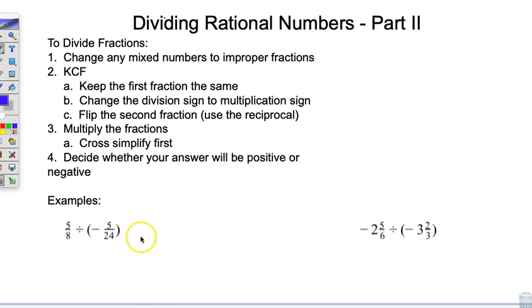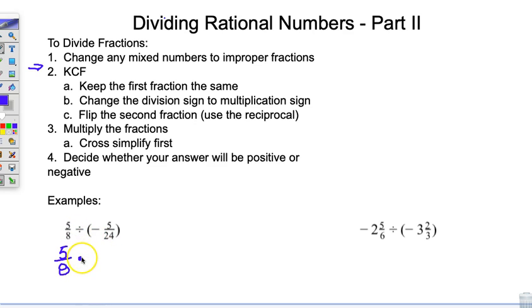Okay, in the first example, we do not have any mixed numbers, so we can actually divide our fractions and start right here with step number 2. So what we're going to do is we're going to turn all of these division problems into multiplication problems just because it's much easier to multiply fractions than it is to divide them. So we always keep that first number, much like we did when we added and subtracted integers. We're going to change the division to a multiplication sign.